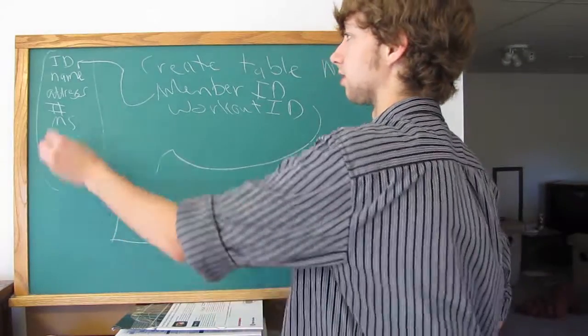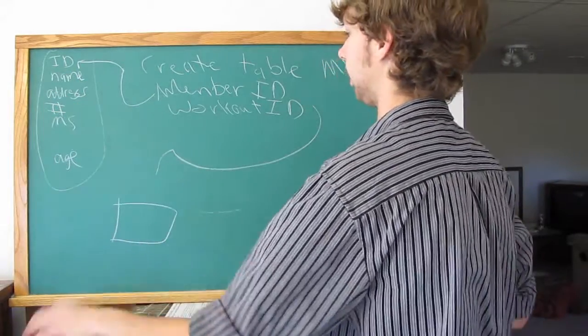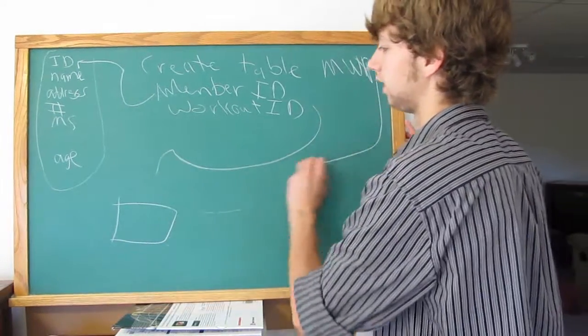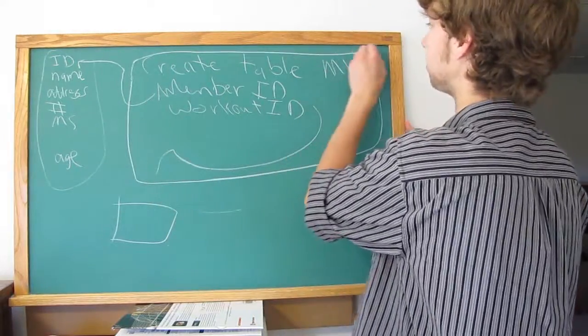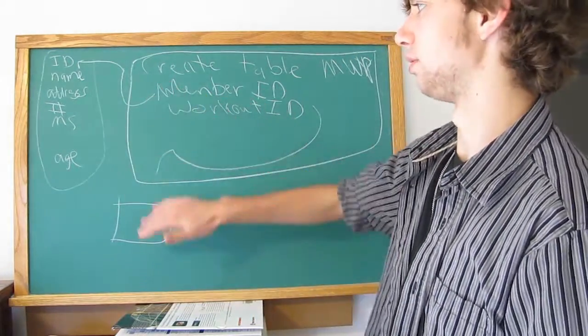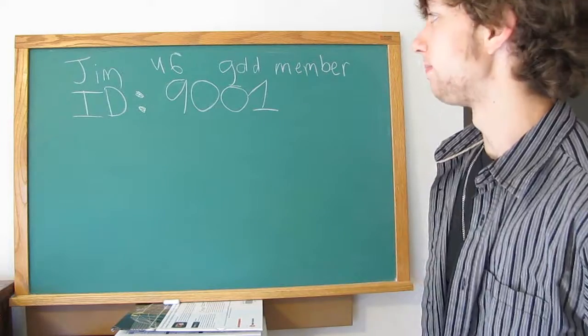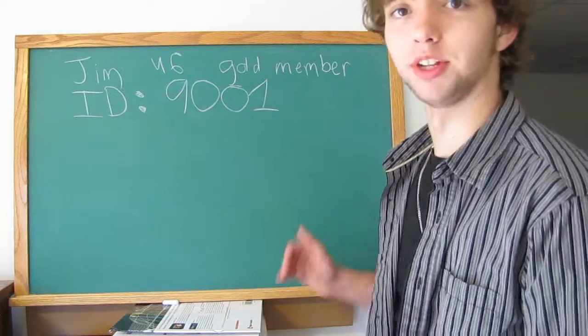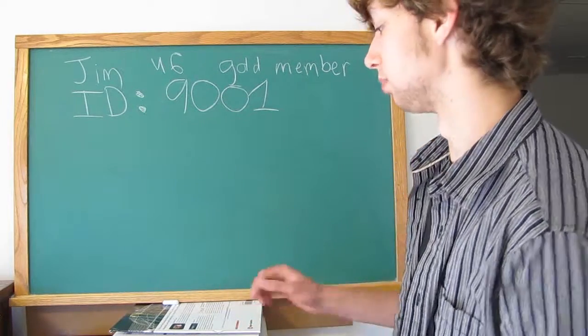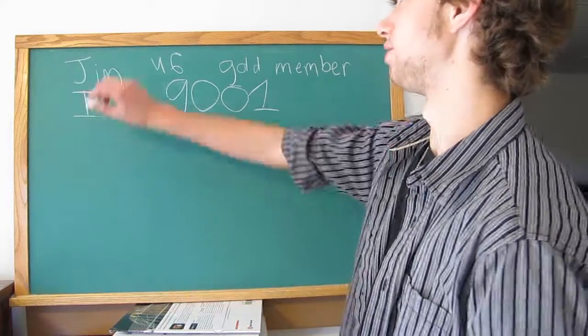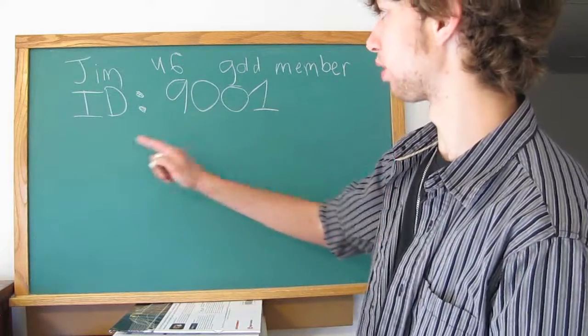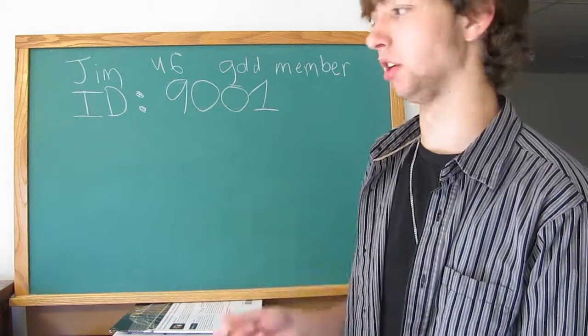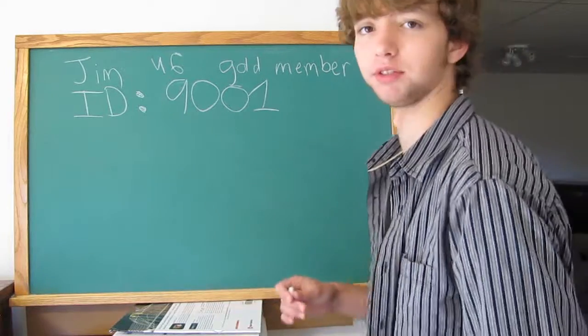So this will be the workout table, this will be the members table. And this right here is a table in between the two. This connects these two tables. Okay, as you can see, this is an entry into the database, the members table. So the member's name is Jim, he's 46, he's a gold member, and he has an ID of 9001. I left out the address and stuff because I don't feel like writing it.